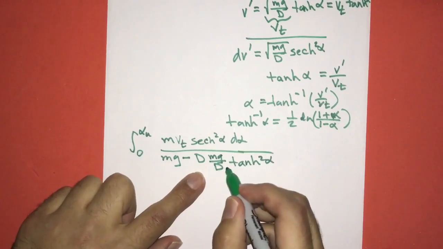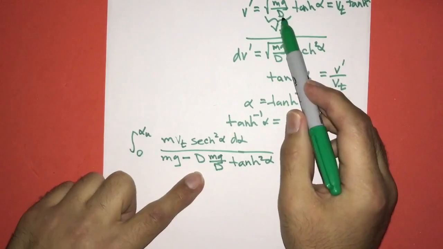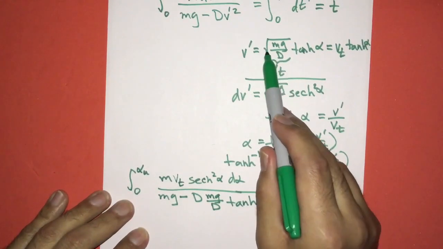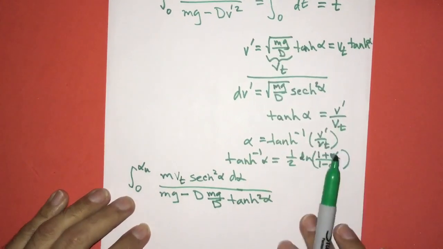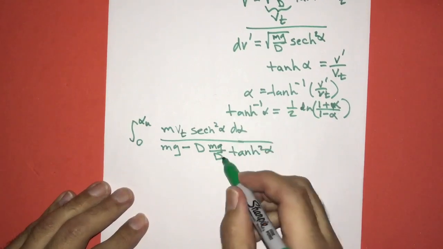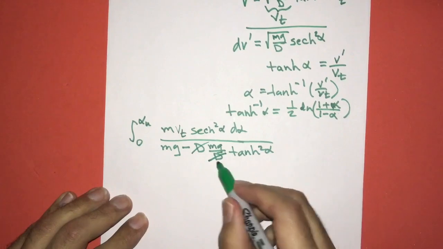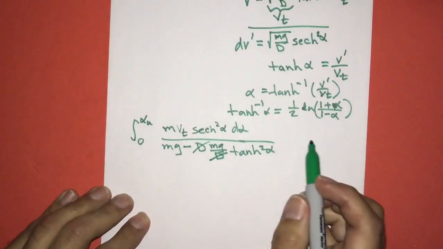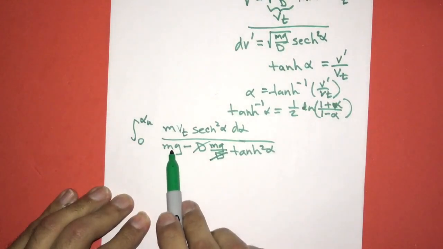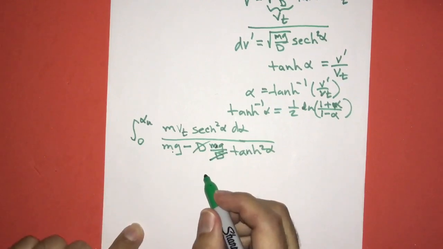Now you can see why we put this in our substitution. We had the square root of mg over d, all this under the square root, because this is going to allow us to integrate this, and we're going to get some cancellations. So the d's cancel. Now what do we get? When we see here, this term has an mg and this term has an mg, so we can factor that out. Let's see what we get.